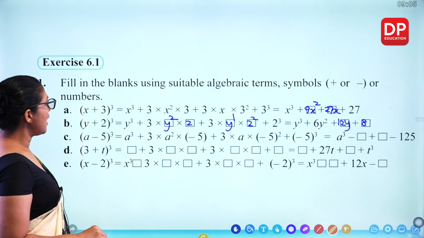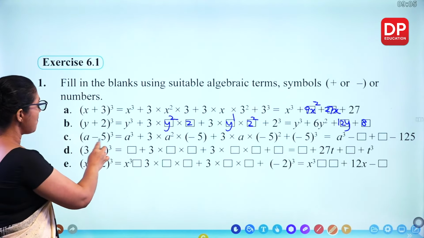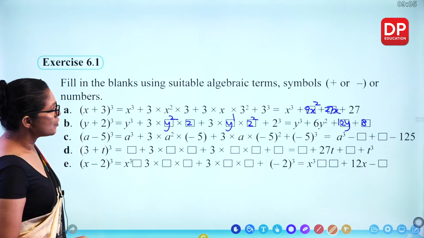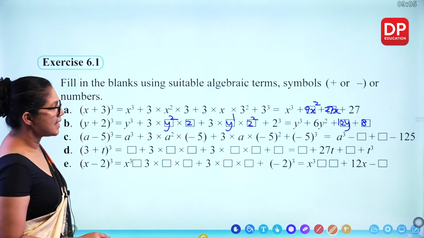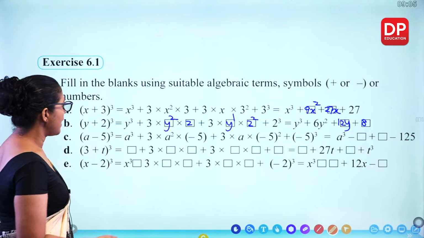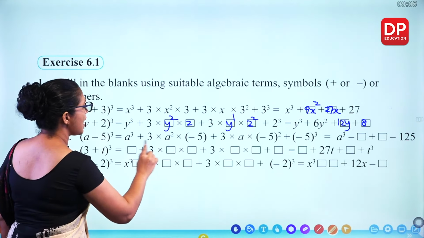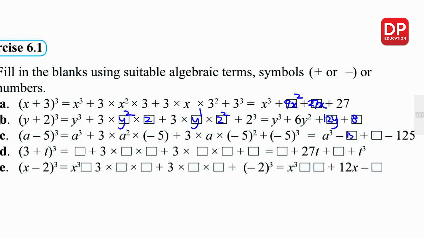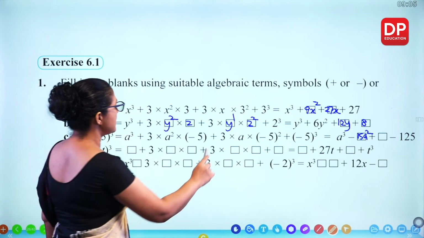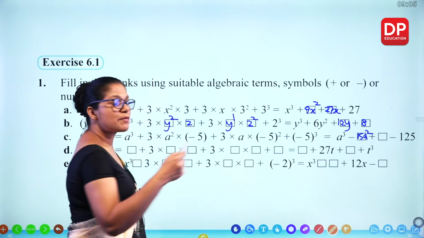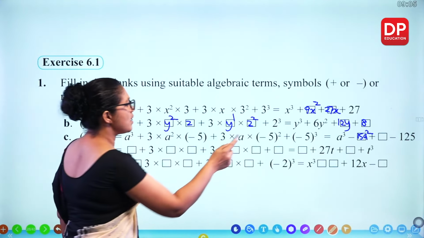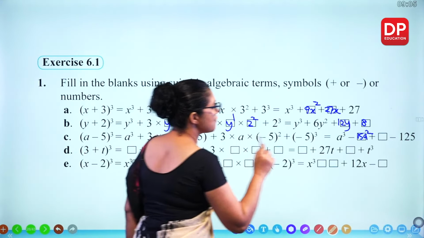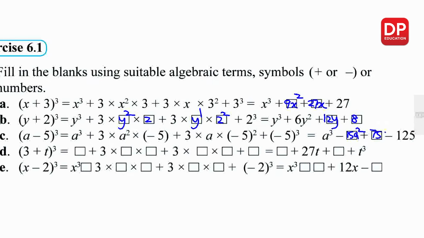Now look at the other one. A minus 5 cube. So all these terms are given on the left hand side. So just simplify. Minus 5 times 3, minus 15a squared. What's the third term? Third term is this. Minus 5 times minus 5, 25. 25 times 3, 75. So you get 75a.